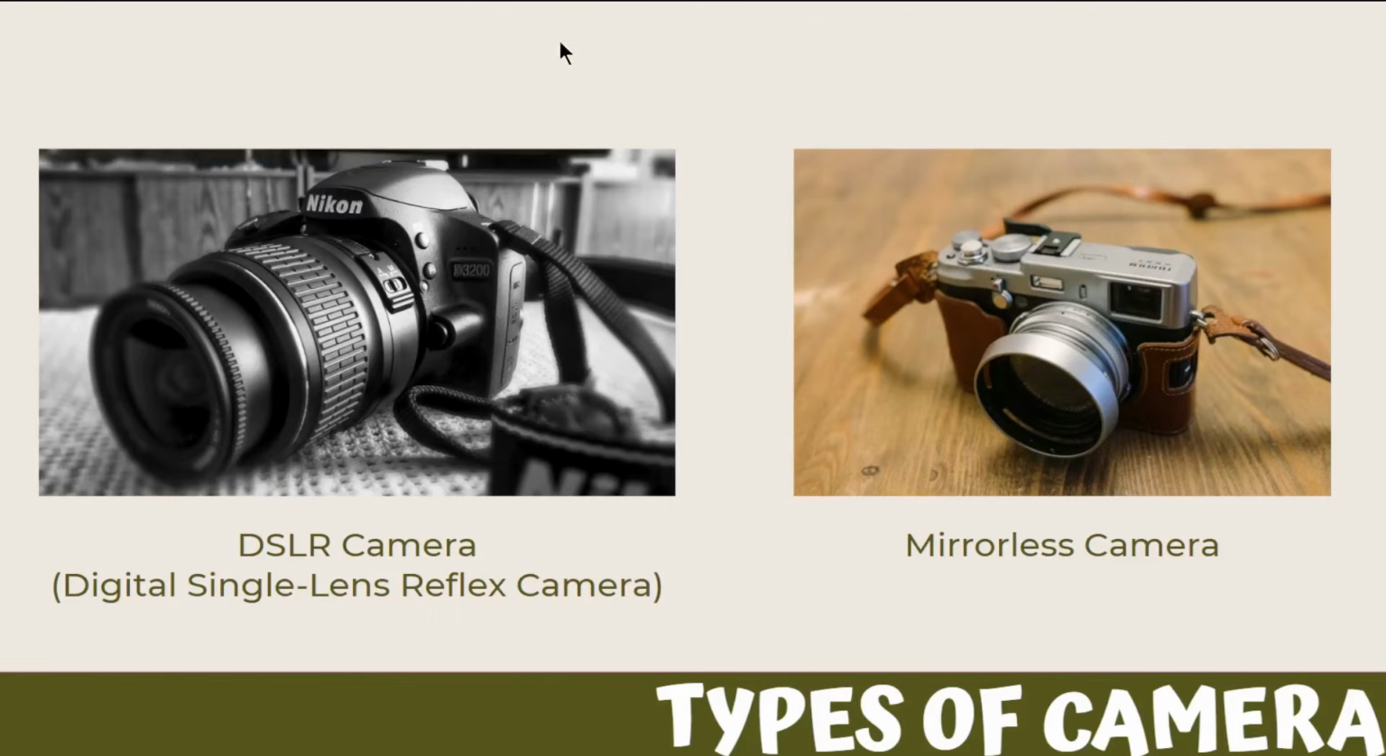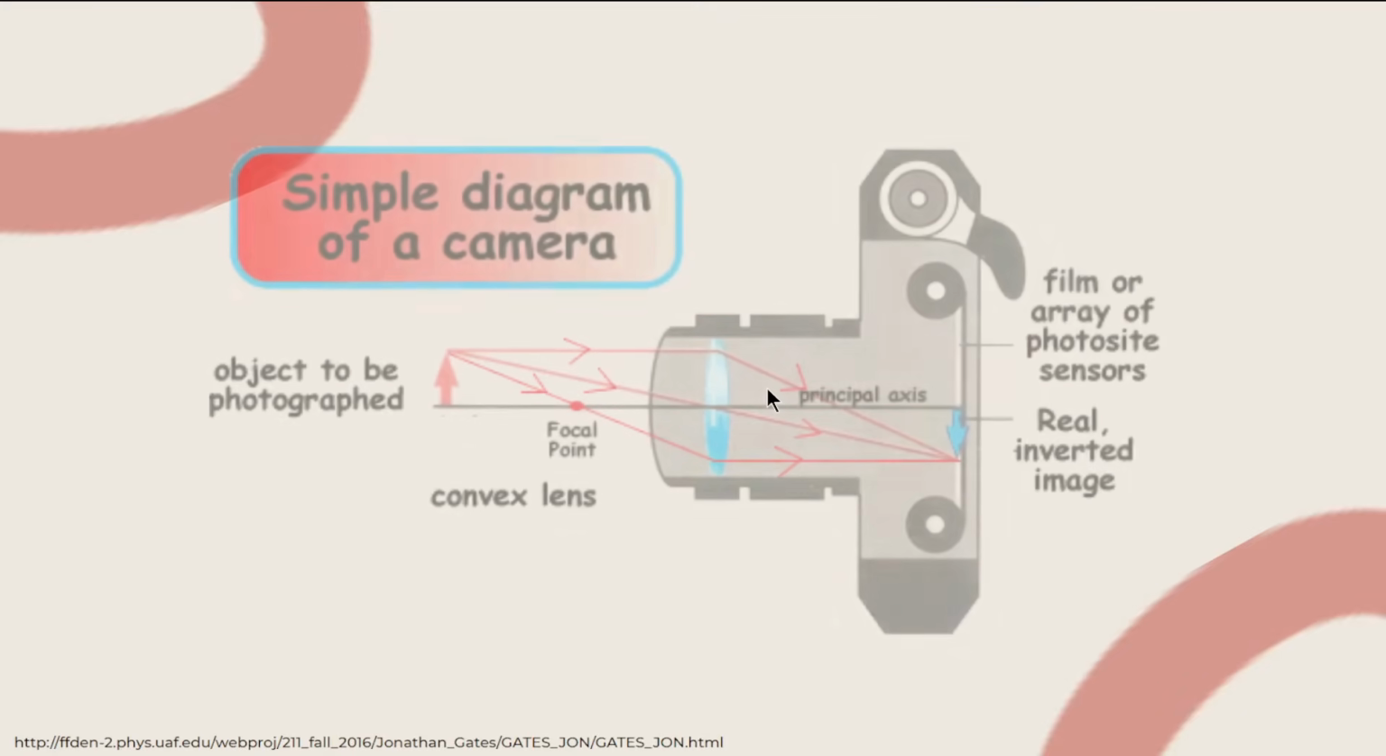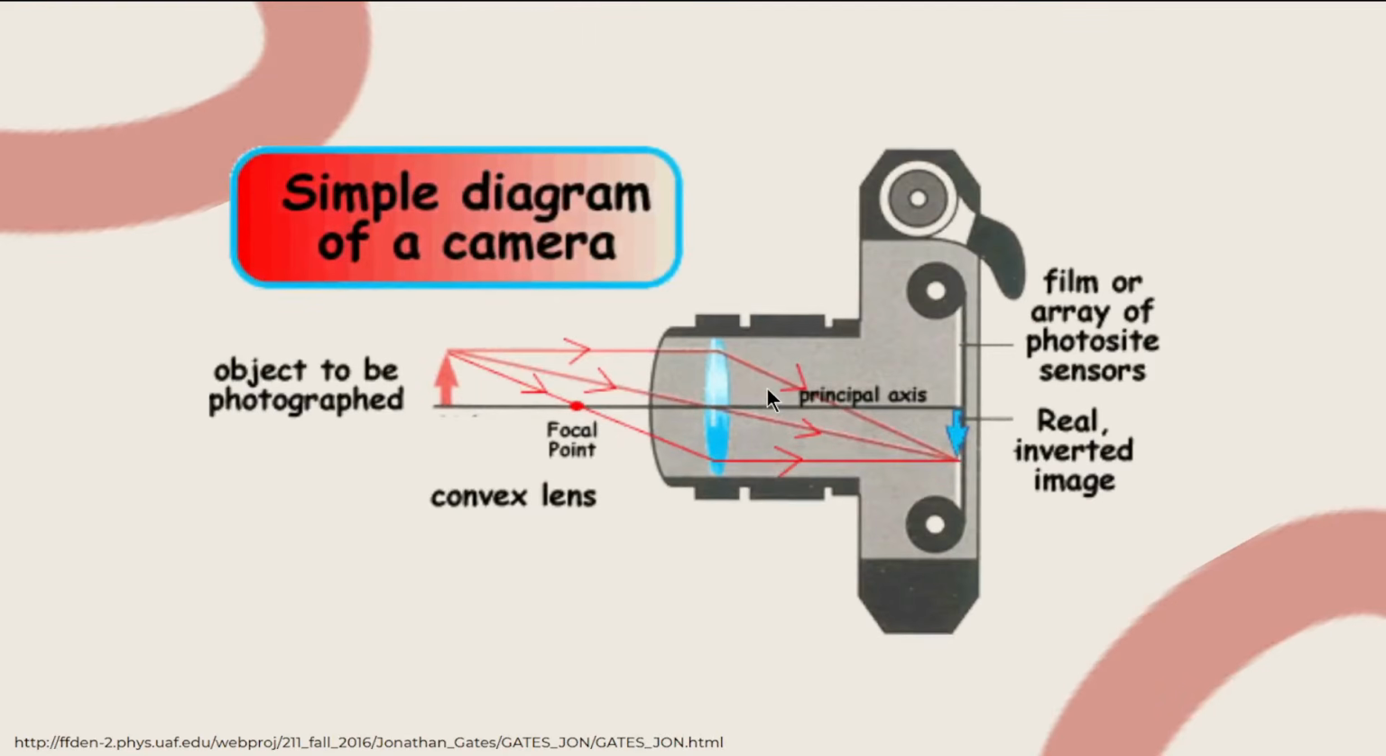Let's discuss this further. What is the structure of a camera? So, what type of lens is inside it para mas maintindihan natin kung paano siya nakakapag-produce ng image. This is a simple diagram of a camera, top view. So we have here on this side, we have here a convex lens. So this convex lens converges the light rays coming from the object being photographed and produces a real inverted image.